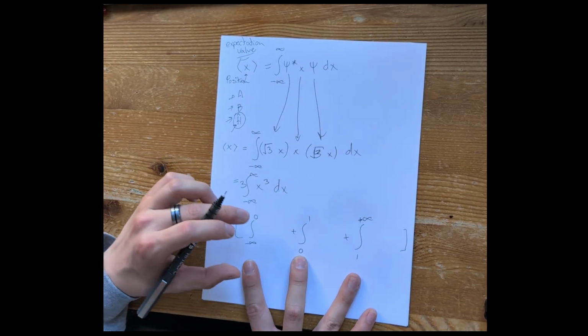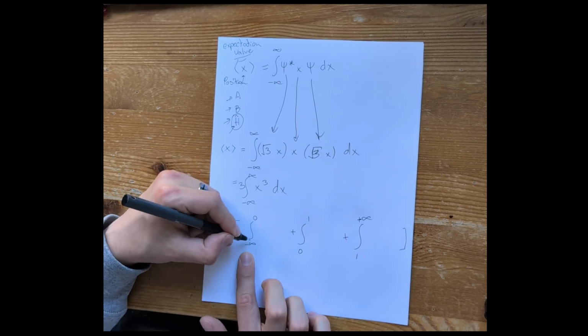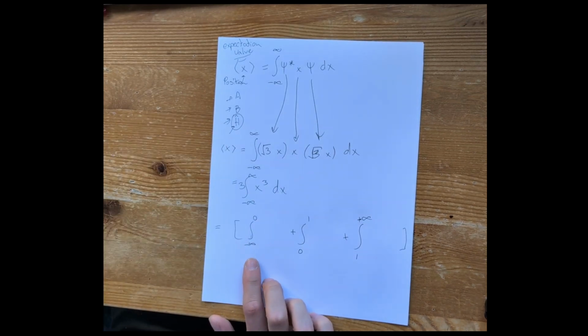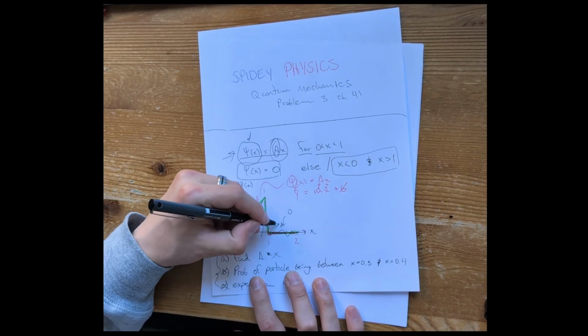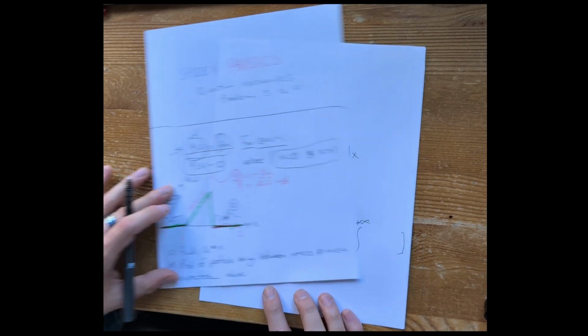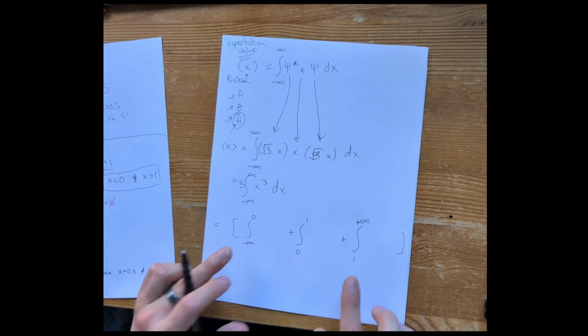The reason I'm asking that is because if we break it up like this, remember in this region here, the original wave function, if I can pull up my original picture, the original wave function in this entire region was 0. Same thing with this wave function. So you can break apart your integral in any way you want.